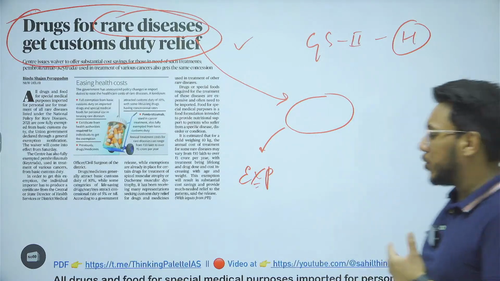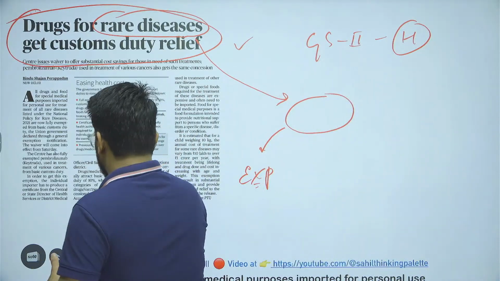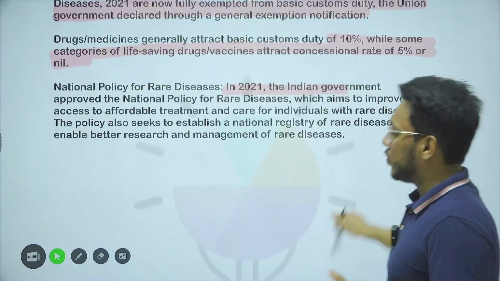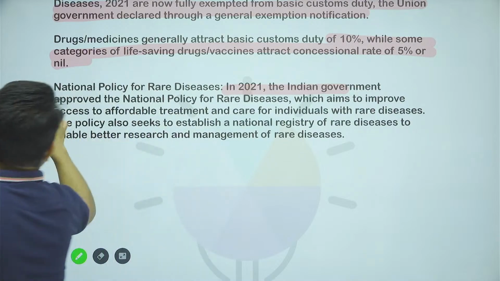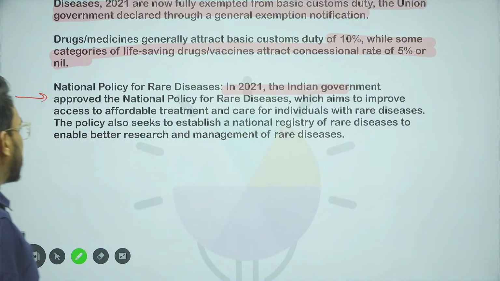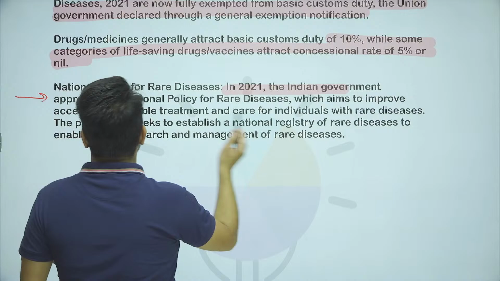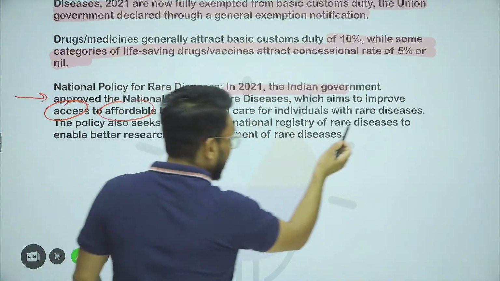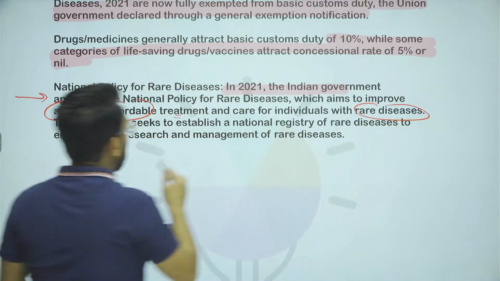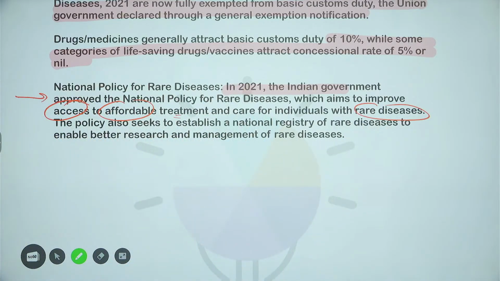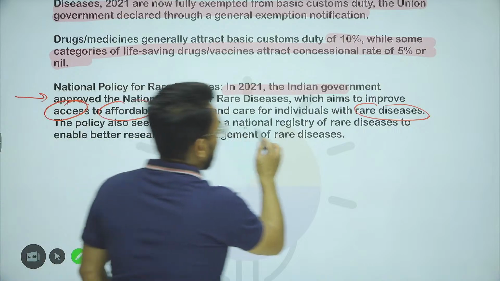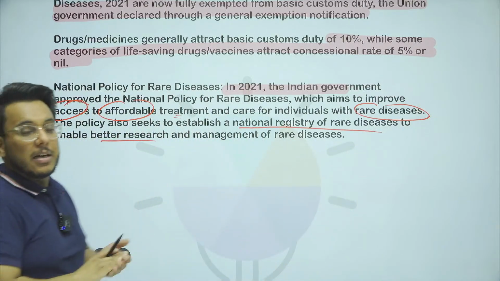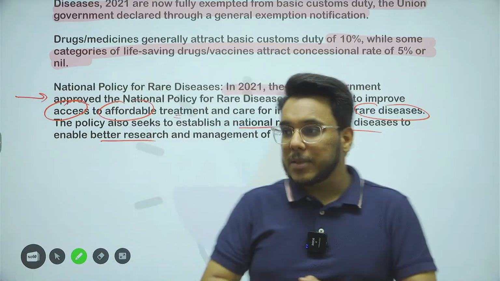Now guys, in order to deal with rare diseases, the government already had the National Policy for Rare Disease. Let me tell you that also. So we already have the National Policy for Rare Disease. Under this policy, the government will provide access as well as affordable treatment for individuals suffering from rare disease. Moreover, the government will also be establishing a national registry for rare disease to enable better research and management of rare disease. Okay, so this is something that is there.